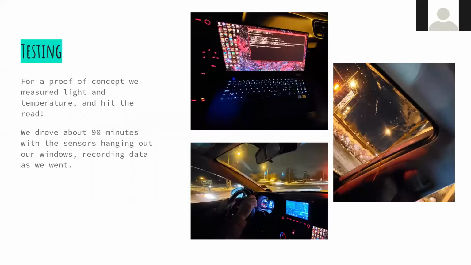Okay, so for testing, we got into our favorite car share and rented a car and drove around the city for about 90 minutes. You can see we felt a bit like the Google car. We had our computer set up here, recording data and our sensors hanging out the window, and we drove basically straight north. So let's look at some results.